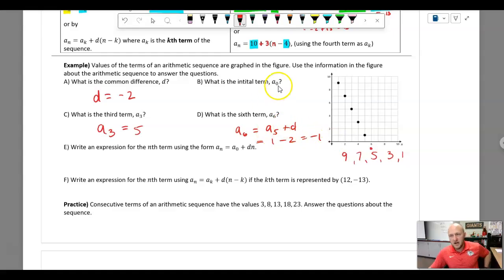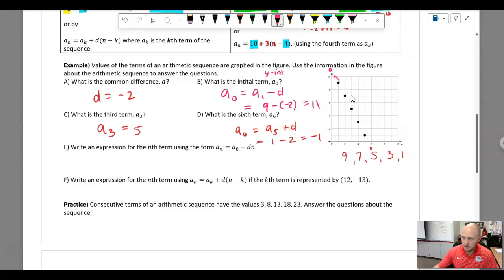And then here, a naught. What is a naught? Our initial term. So that would be your y-intercept. And I'm going to go ahead and kind of put this in parentheses here. This is your initial value, or your y-intercept. That's going to be on your y-axis. So I guess here I'm subtracting by 2. So to go this direction, I'm going to add 2. So I should get 11. a sub naught would be equal to a sub 1 minus d. So in this case, we have, is that 7? No, 9. 9 minus negative 2, we get 11. Okay, there's your initial value.